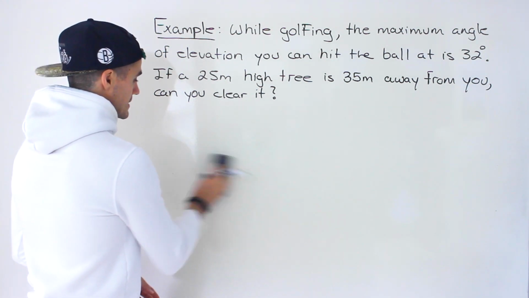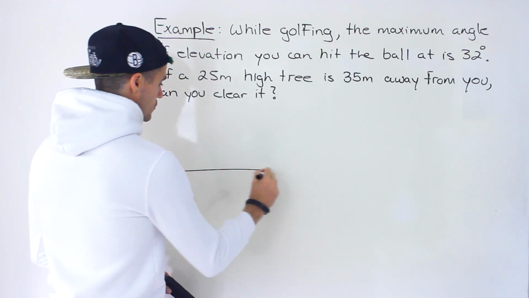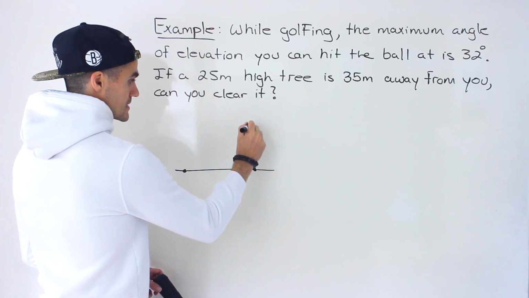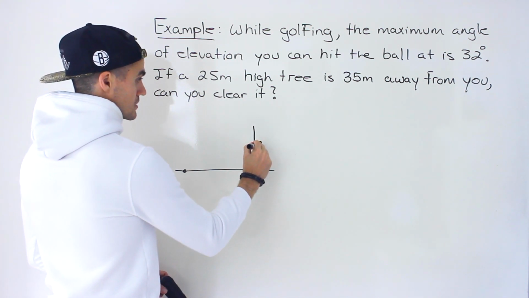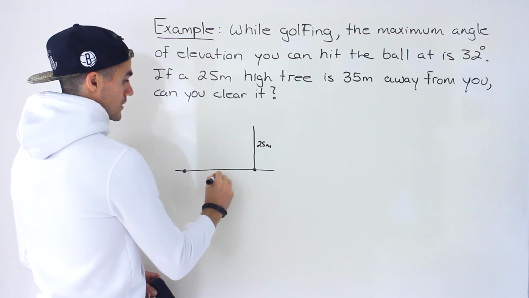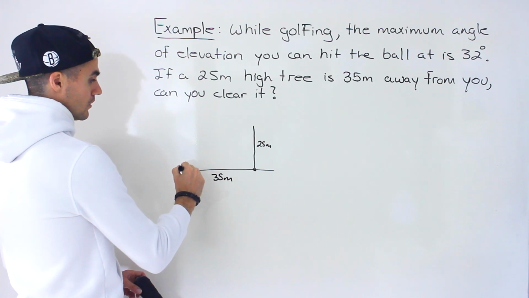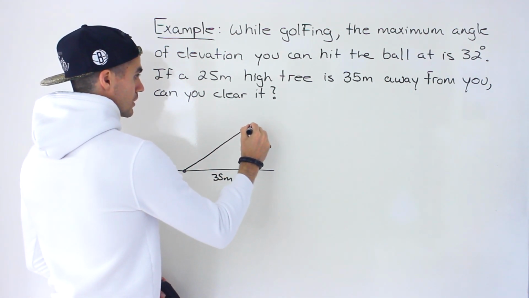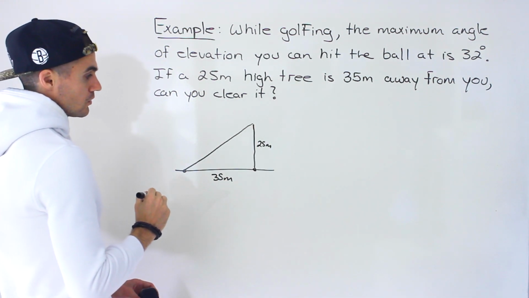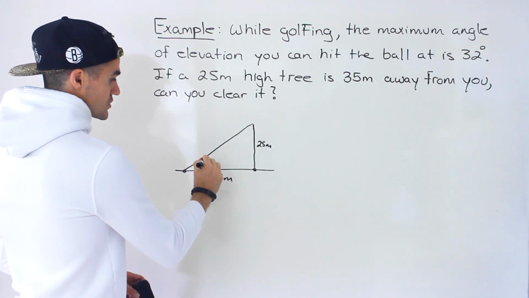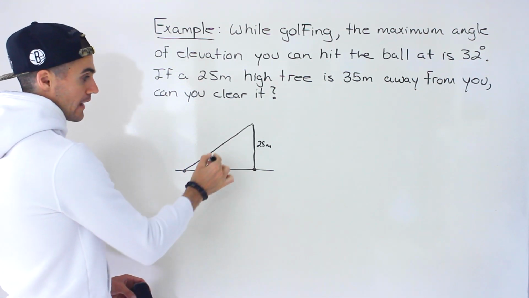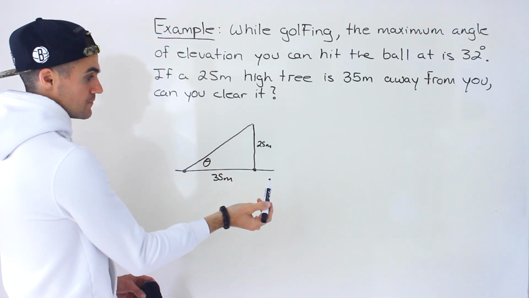And so what they're saying is that, let's say that you are here, 35 meters away from you, there is a 25-meter tree. So this is 25 meters, this tree here, and then this tree is 35 meters away from you. And they're saying if you hit the ball, can you clear that tree? Can the ball go over that tree? Well, what you can do is you can solve for what angle is required for you to hit the ball at in order to clear this tree right here.